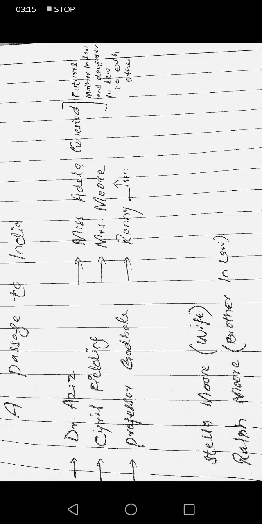Here, a professor in Fielding's college named Godbole, a Hindu, was also present. All these characters were taking tea at a party in an enjoyable mood until Ronnie came. Ronnie was the son of Mrs. Moore and the future husband of Adela. He is not good with Indians. As a result, Adela decided not to marry Ronnie.